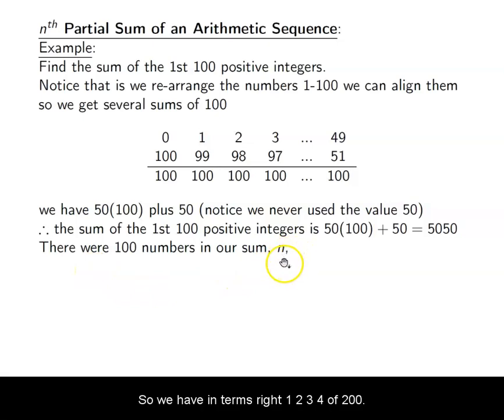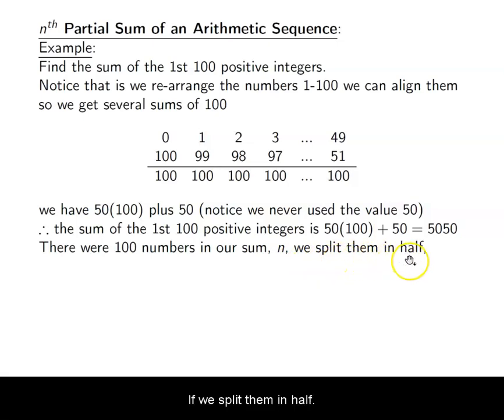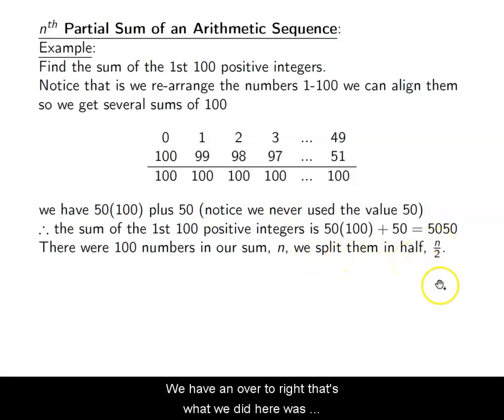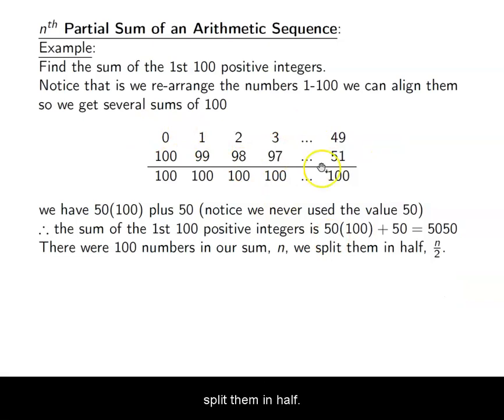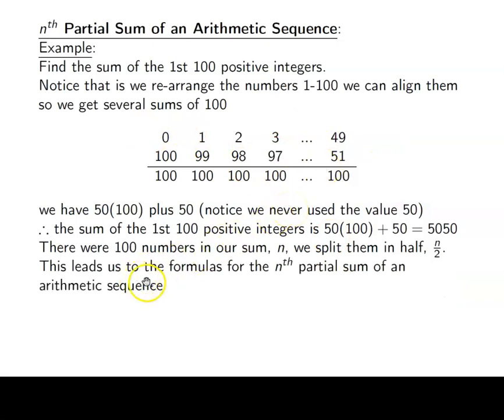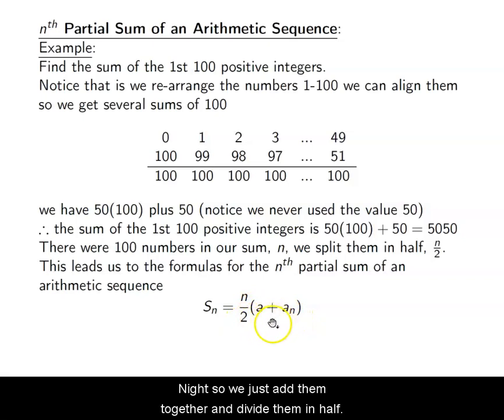So we have n terms, 1, 2, 3, 4, up to 100. If we split them in half, we have n over 2. That's what we did here. We split them in half. That's the way that we added this, and it's how we're going to form our formula. Okay, the nth partial sum is the number of values in our partial sum over 2 times the first term plus the last term. So we just add them together and divide them in half.